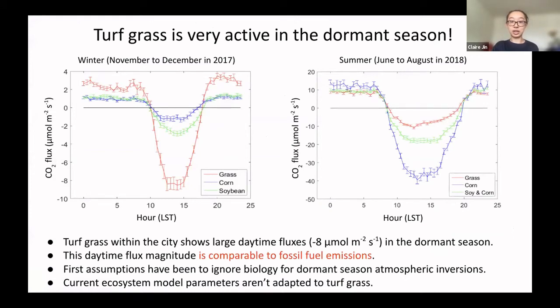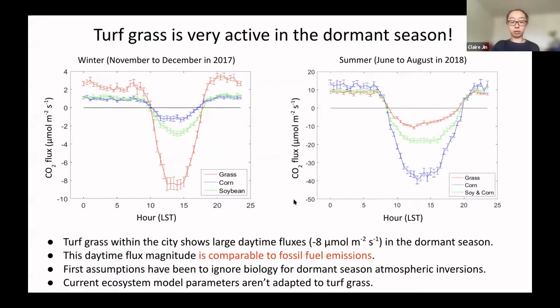And the answer to that question is that turf grass is unexpectedly photosynthetically active in the winter. As you can see on the left graph, in the winter, turf grass has daytime CO2 fluxes, shown in red, of much greater magnitude than corn or soy, which are shown in blue and green. However, in the summer, as we can see on the right graph, the turf grass tends to be much less photosynthetically active than corn and soy.